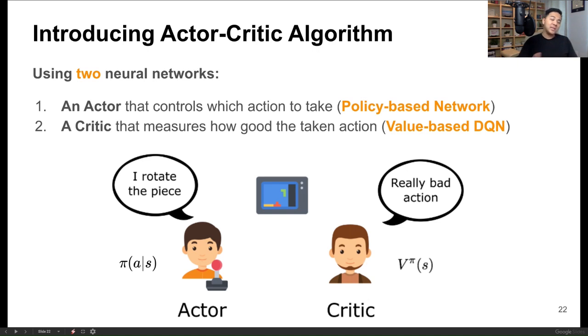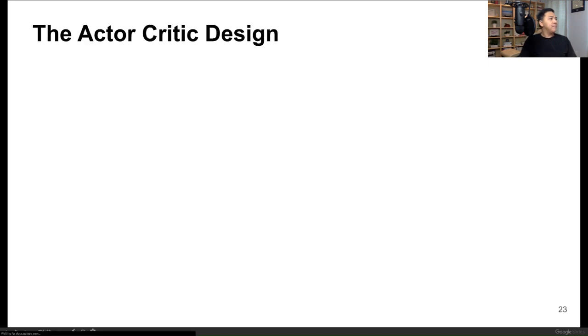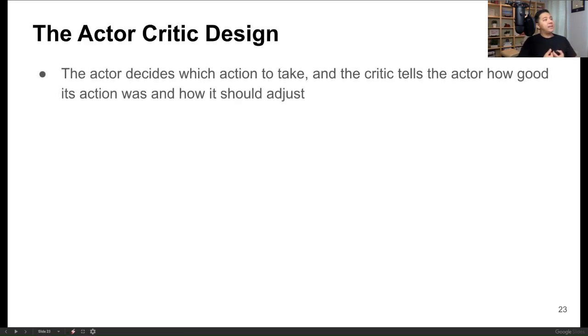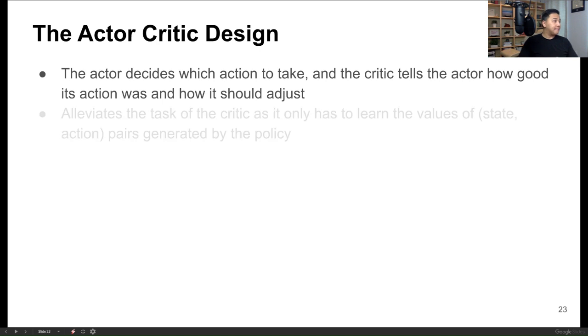So in a way you can see there's some spirit of the adversarial network a little bit there, right? If you make some connection, that's one of the connections you could make. This could be like a generator and discriminator, but slightly different settings here, right? So the design is that the actor will decide what action to take using the policy gradient. And then the critic tells the actor how good the action is and how it should adjust, using a DQN.